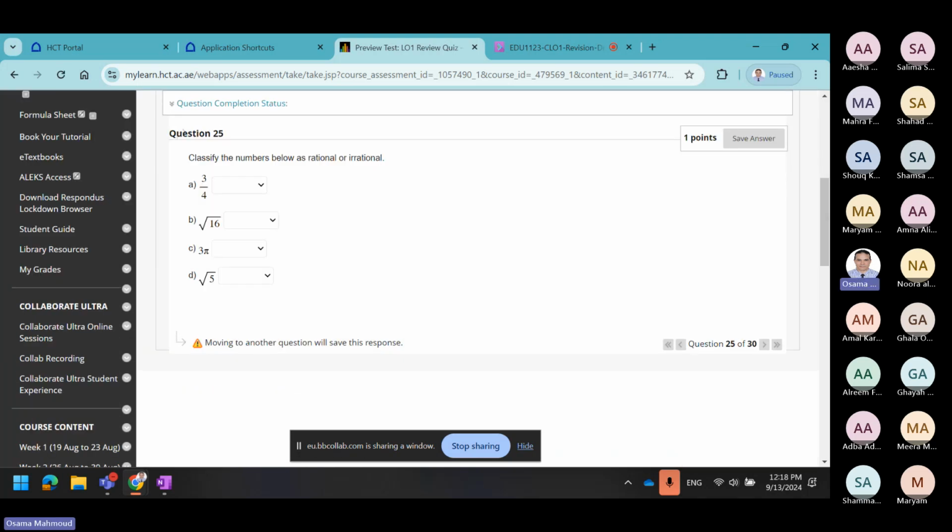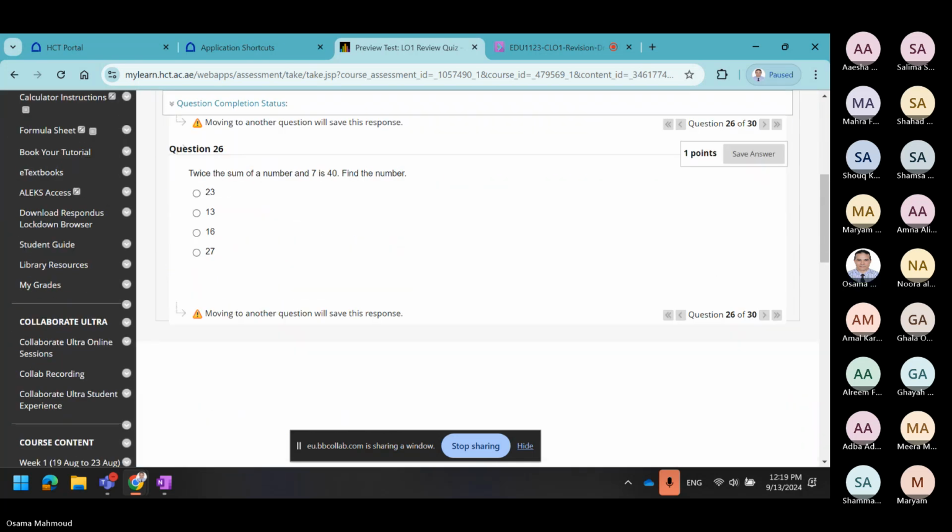Now, classify the numbers below as rational or irrational. For sure, this is rational because this is a fraction. Yeah, don't go for the root unless you check. Square root of 16 is 4. 4 is rational because you don't have decimals, right? Once I see pi, I go for irrational without thinking. Square root of 5, if I do it by the calculator, I will have 2 point something. Once I have point something, it means irrational, right? Okay.